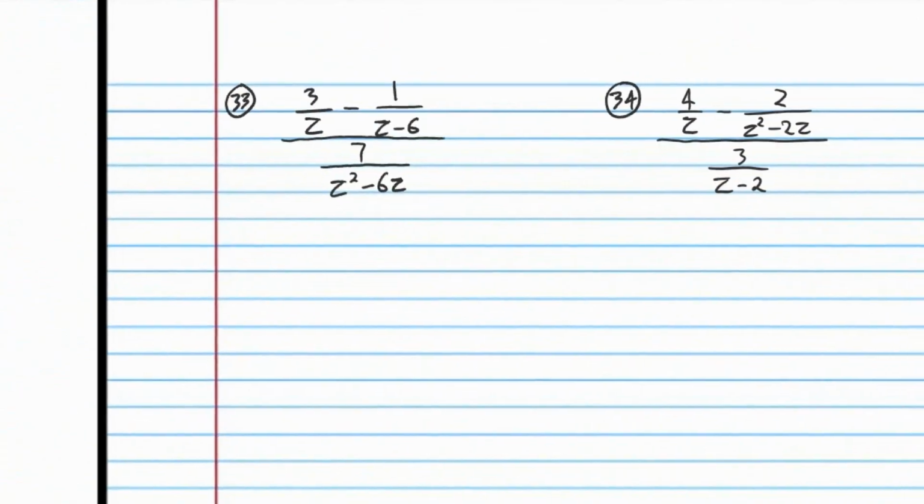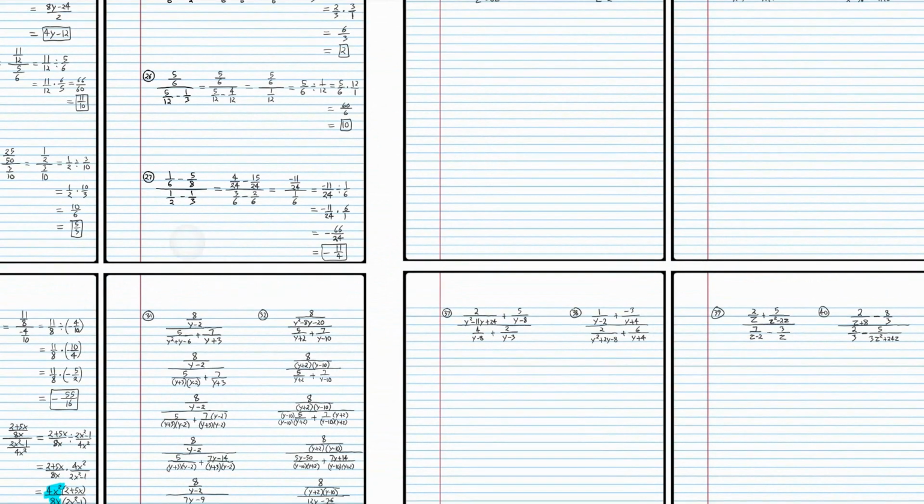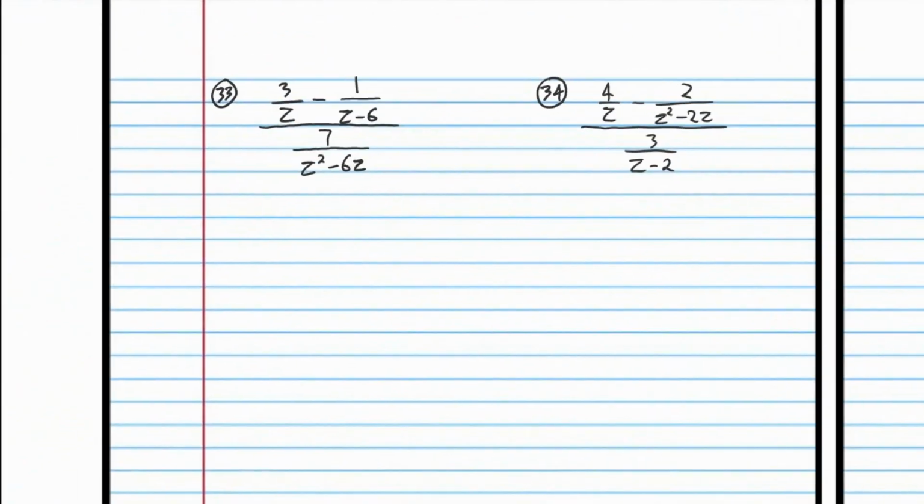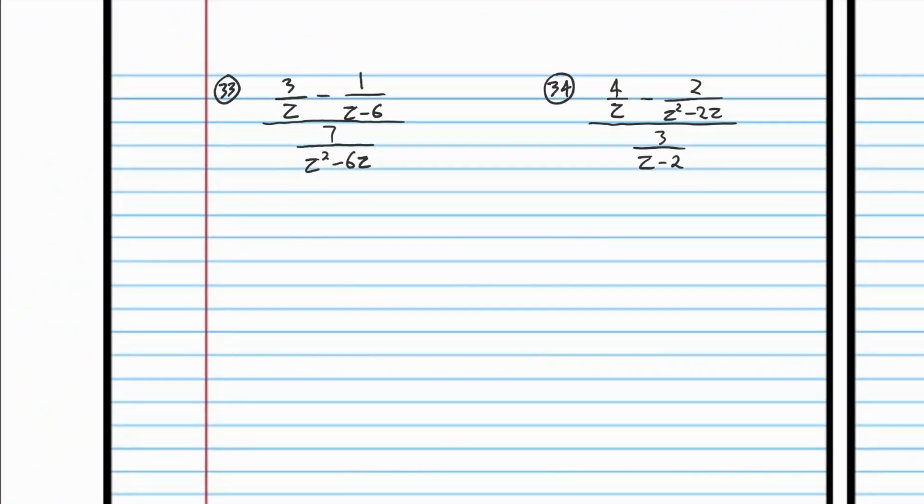So now we have the same situation here. But instead of a quadratic, we're just going to be factoring out a common monomial here. So you can do this problem, and when you come back, we'll do it together. All right, we're back.